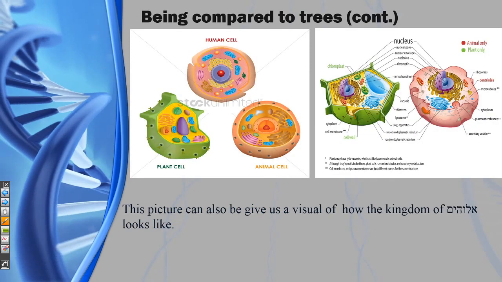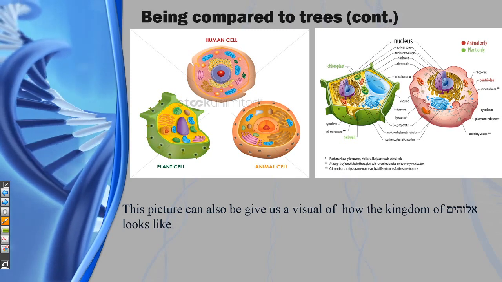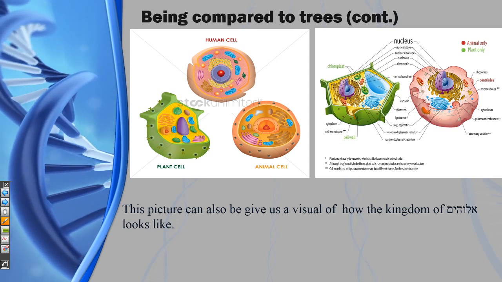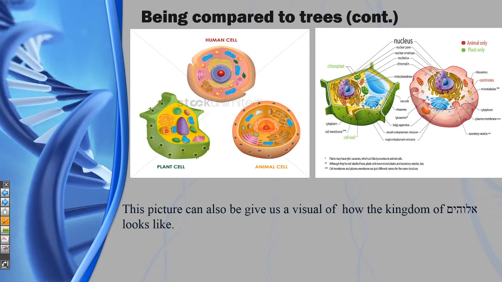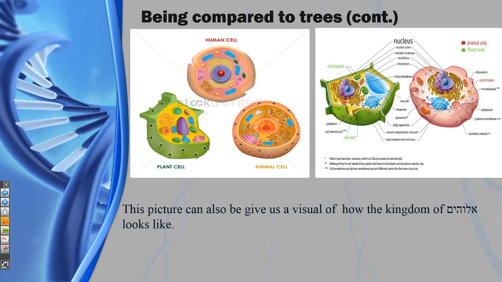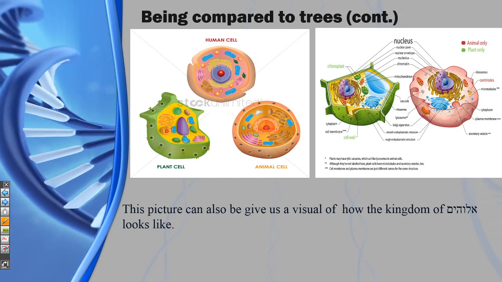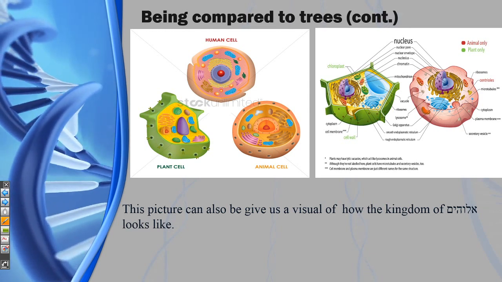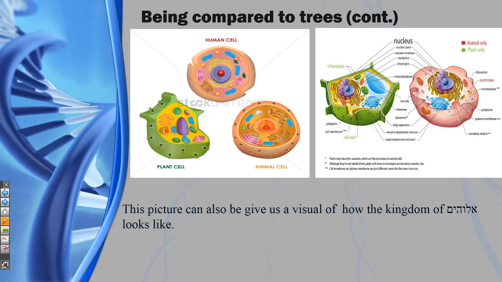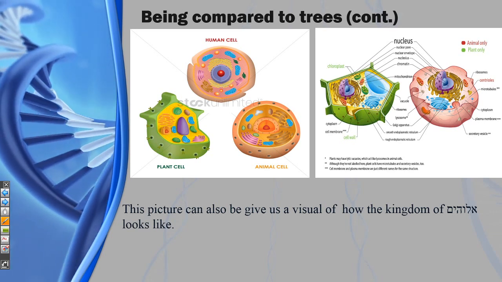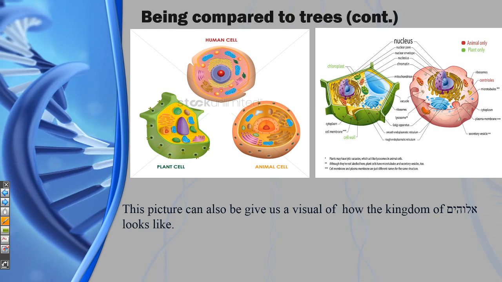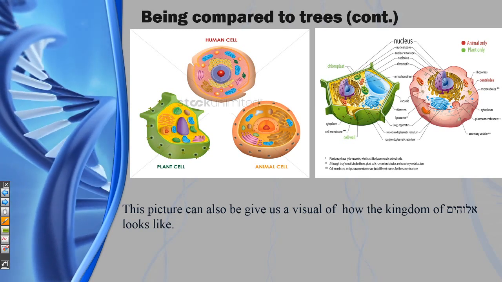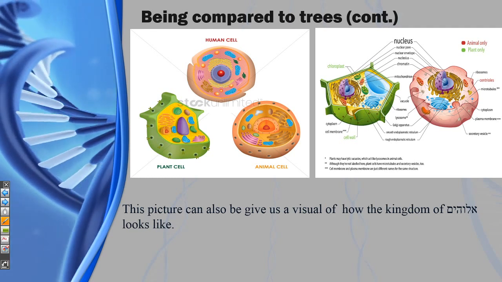All right, so comparing the tree. Everyone see here, we're not going to go into all this today, but you see a plant cell, a human cell, an animal cell. And I said this picture can also give you a visual of how the kingdom of Elohim looks. Can anyone see what that looks like? The little ball in the center is the nucleus, right? You see the throne, you see the surroundings, where the Melachim, or the light. You can actually see these things, but we'll get into this later on.